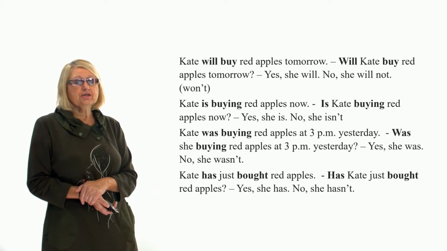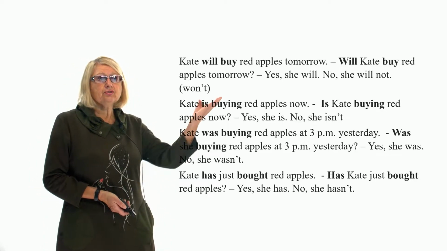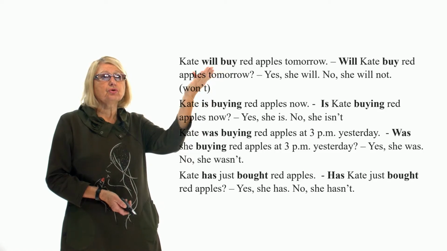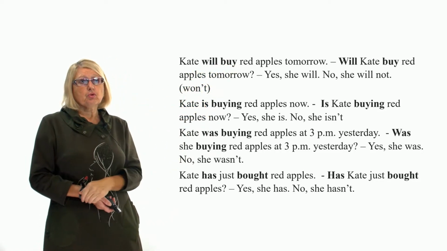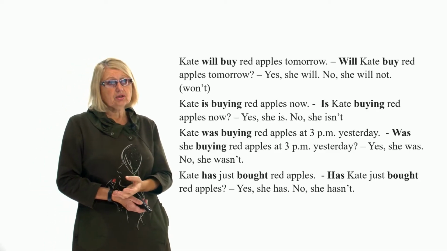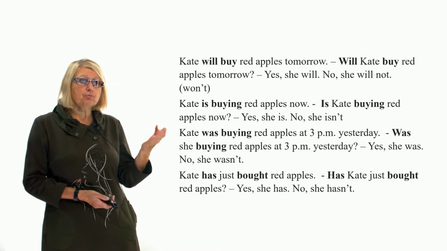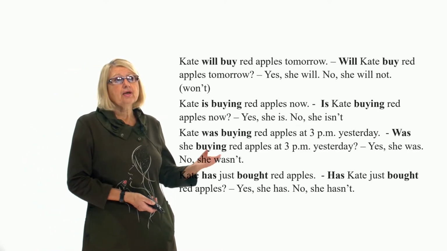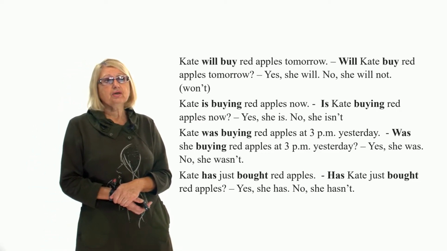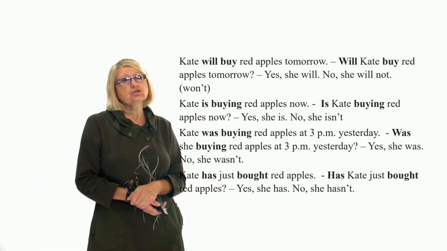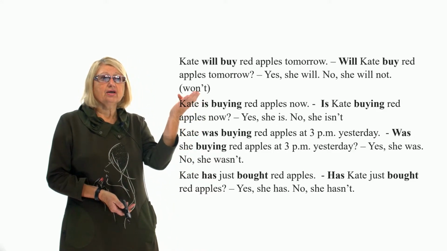If we have a sentence in future simple, in future simple there are two verbs, will and buy, and the auxiliary verb of future, will, is used as an auxiliary verb for putting a question. Will Kate buy red apples tomorrow? Yes, she will. No, she will not. Or, in short, won't.